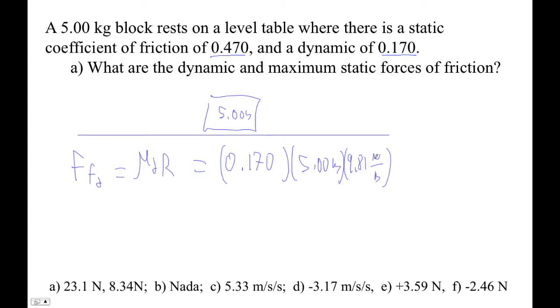So let's figure this out. 0.17 times 5 times 9.81. And I'm going to store that bad boy. I'm going to go storage alpha A, because I'm going to use that thing all the time. 8.3385. And with sig figs, I guess I'd have to say 8.34.